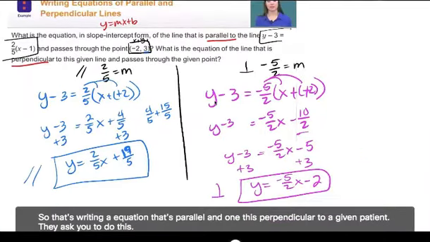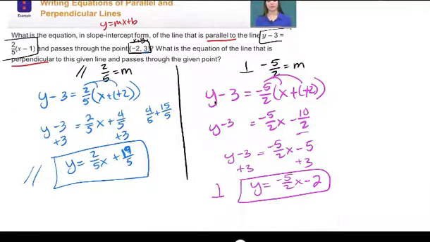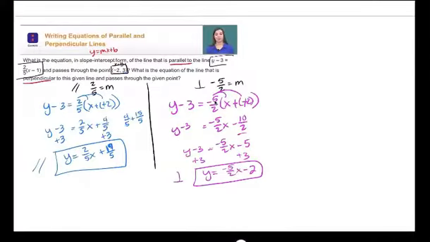So that's writing an equation that's parallel and one that's perpendicular to a given equation. They ask you to do this sometimes when they give you a graph and sometimes when they give you an equation like they did here. When they give you a graph, you'll have to count the slope of the line that you wish to be parallel or perpendicular to. And that's how you'll know what your new slope needs to be.